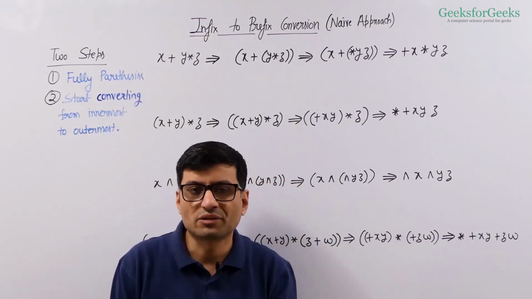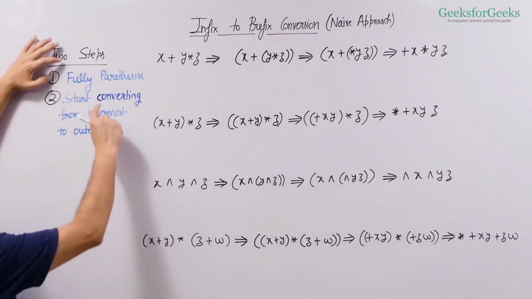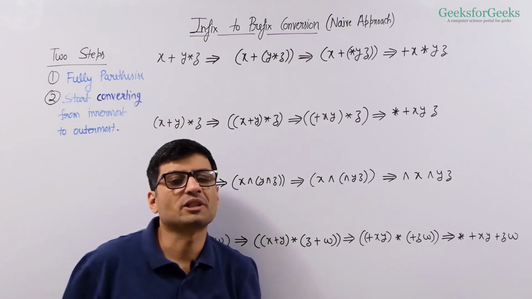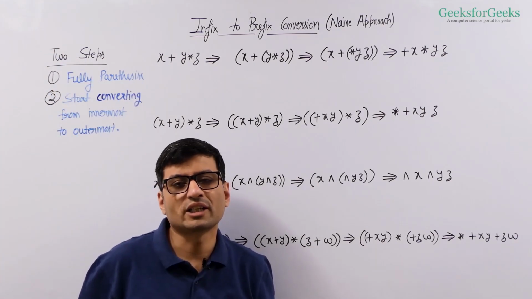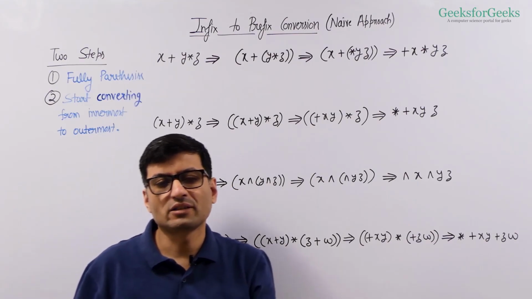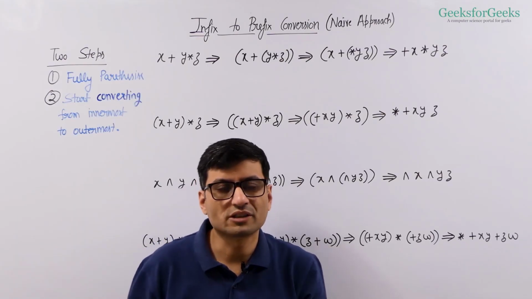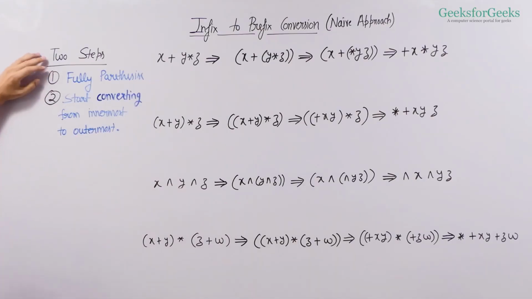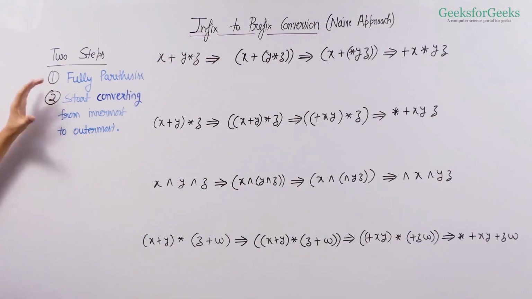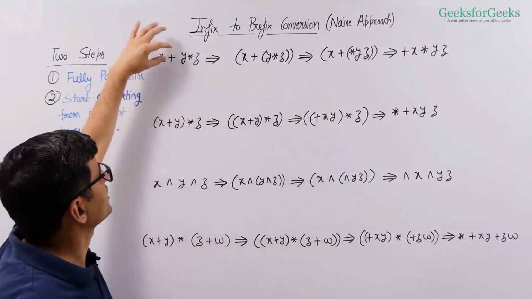Let us see the naive method first. This naive method has two steps. First, we fully parenthesize the given expression. To fully parenthesize the given expression, we use precedence and associativity rules. The highest precedence operators are parenthesized first, and then we start putting the outer parenthesis. After we have fully parenthesized the given expression, we start converting the given expression to prefix, starting from the innermost expression. Let us understand the two steps with these examples.